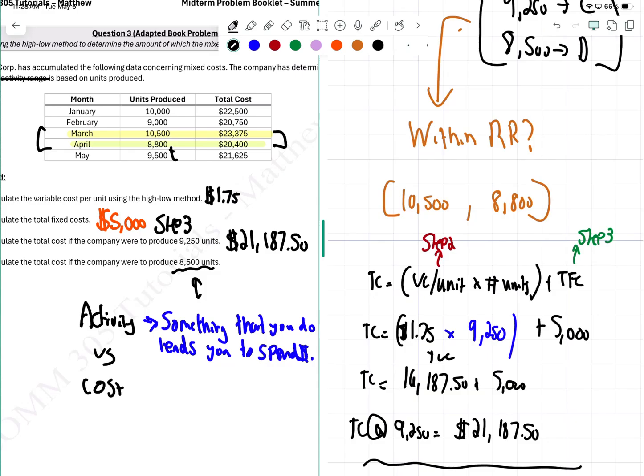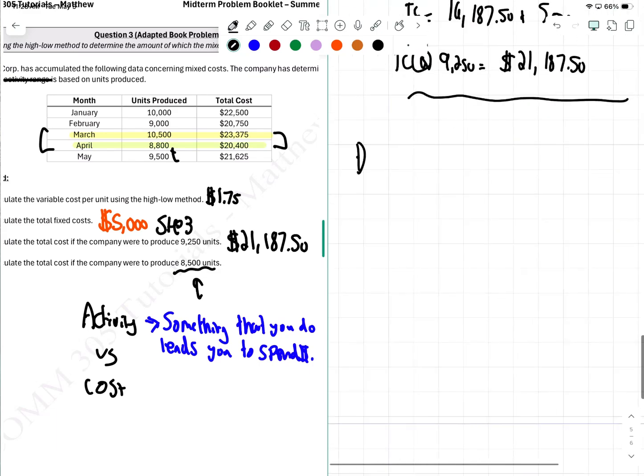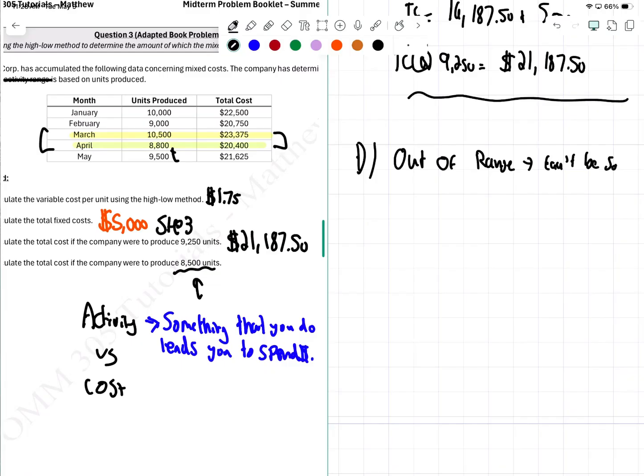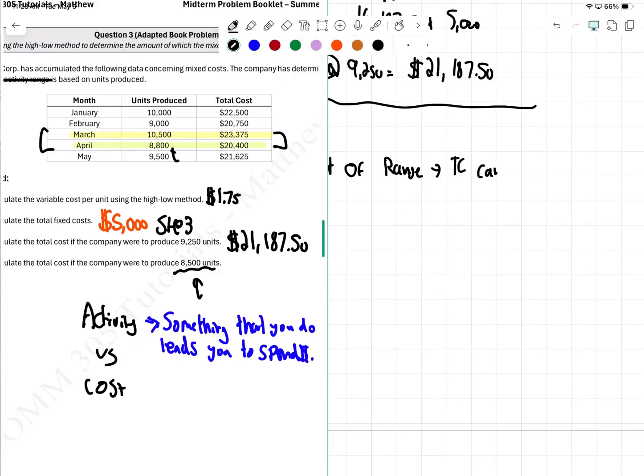Guys, remember, when it comes to the high-low method, you cannot solve for the cost if it's not within the range. Now, is 8,500 within this relevant range? Is 8,500 a number that falls between 10,500 and 8,800? The answer is, God, no. It falls outside of the range. So if it's outside of the range, what's the answer required D? Nothing to calculate. Out of range, can't be solved. Or let's say it more properly, out of range, total cost can't be estimated.